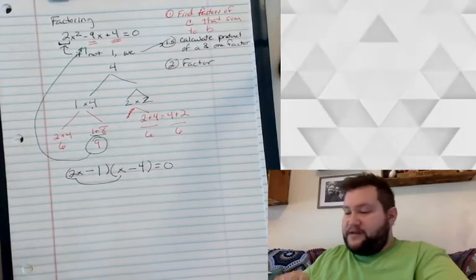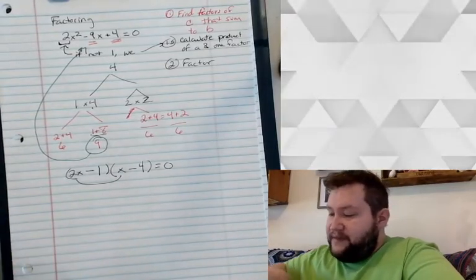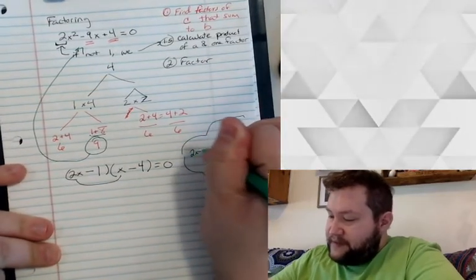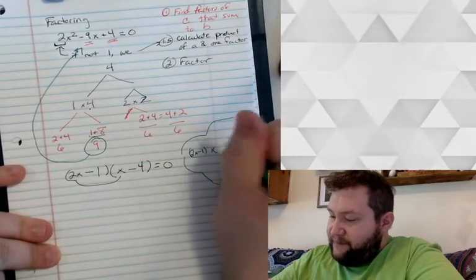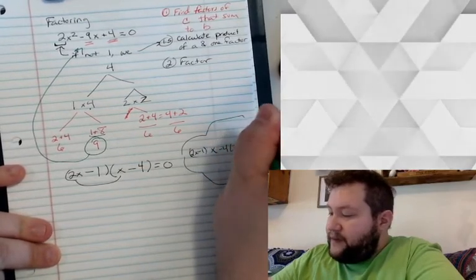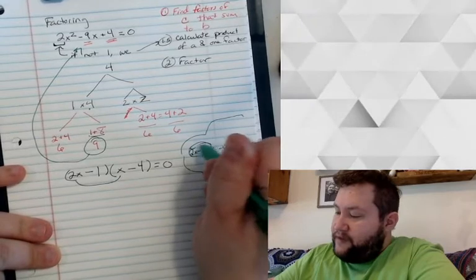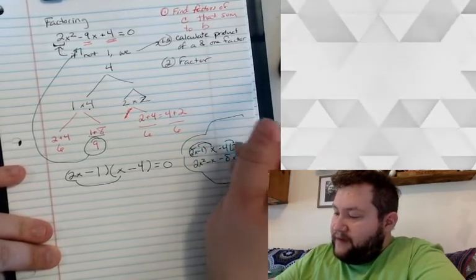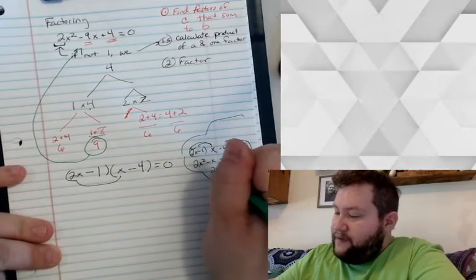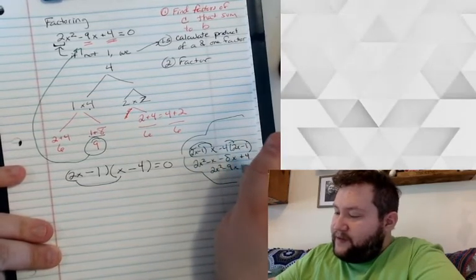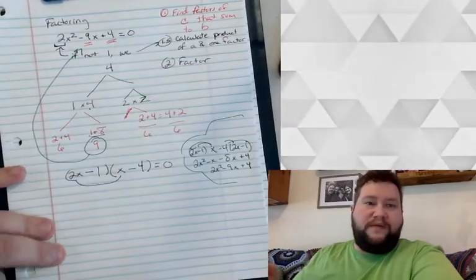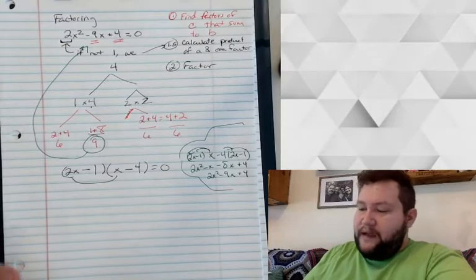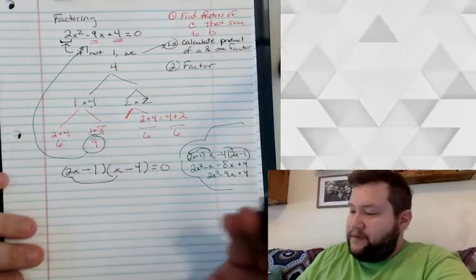And now let's go ahead and just check that along the side, because it's always important that we do that. So here we have 2x minus 1 times x minus 4. Distribute that through: 2x squared minus x minus 8x plus 4. 2x squared minus 9x plus 4. Whew, that's what we started with, which means we're on the right track. And now this is where the zero product principle comes in.